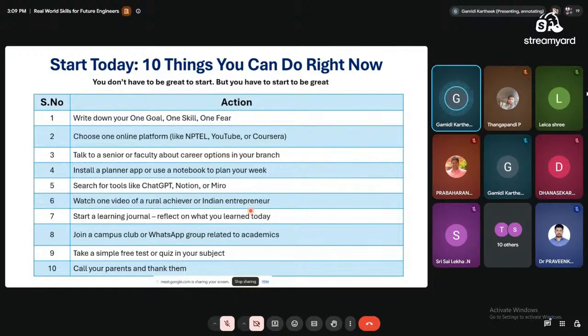Okay, choose one online platform, take one faculty member as your mentor, maintain a notebook and plan your work for every week. Every Sunday, sit at one place and plan what you have to do the next one week. Learn about the latest technologies like ChatGPT. Watch one video tutorial, learn about good entrepreneurs, learn about successful people.